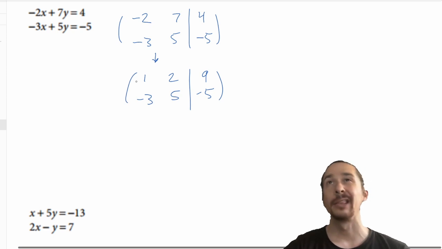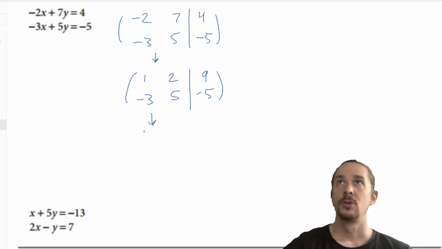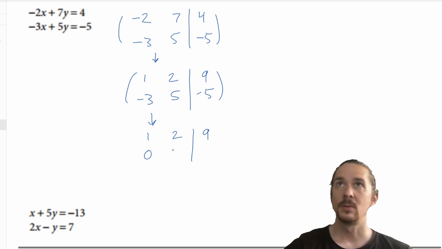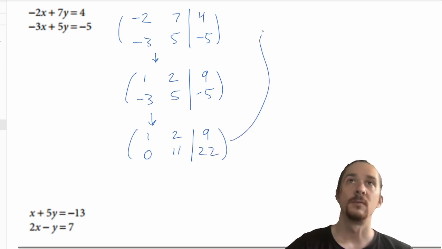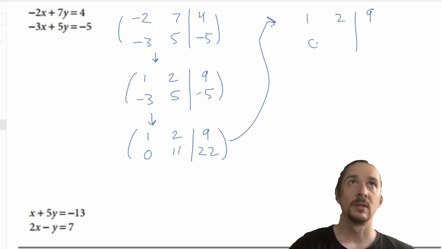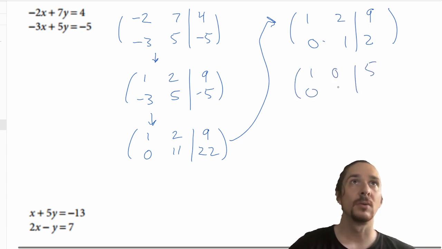Now I want to add 3 amounts of the first row to the second row. So first row remains unchanged this time. That will become 0, 11, 22. Now the second row we can divide by 11. So first row is still 1, 2, 9. Second row is now 0, 1, 2. And now I'm going to subtract 2 amounts of the second row from the first. So we're going to have 1, 0, 5, 0, 1, 2.